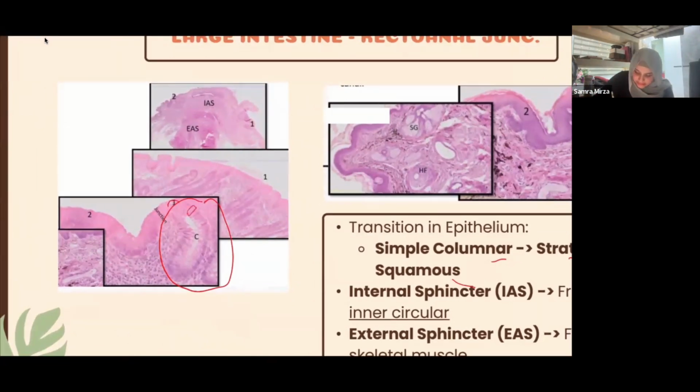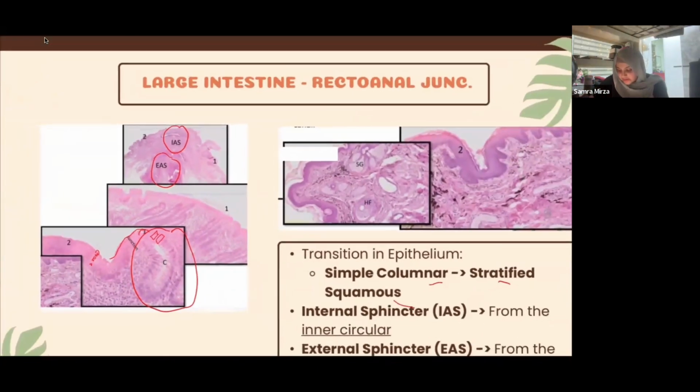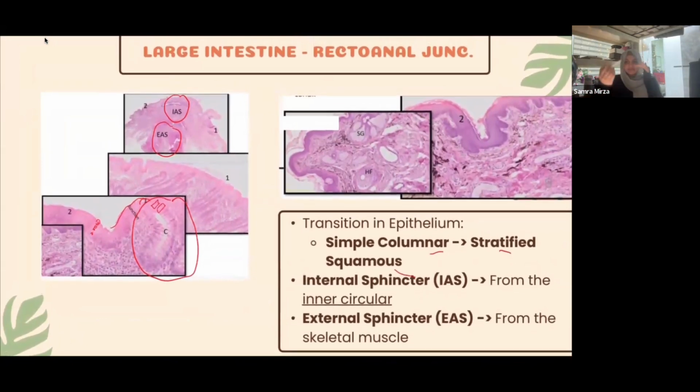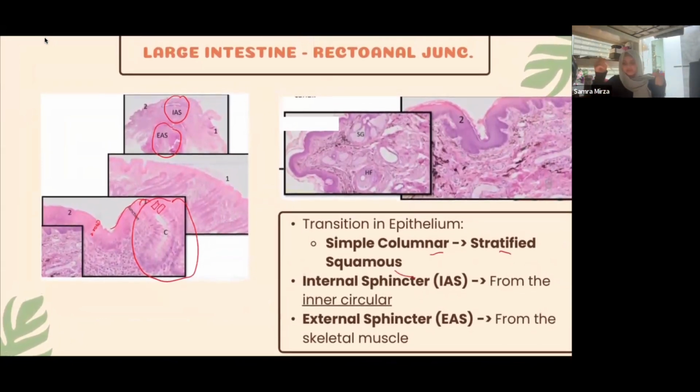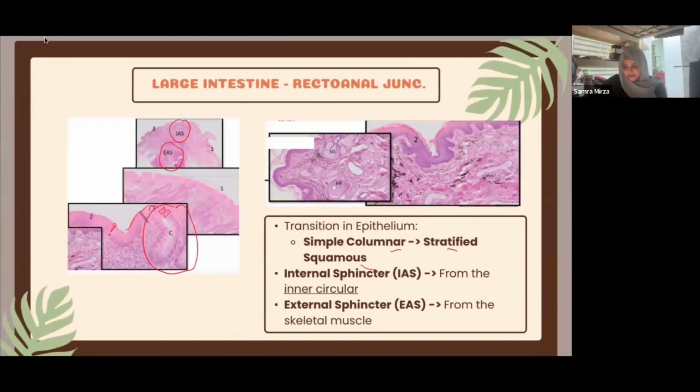Here, the cells are simple columnar, and as you move towards the junction, you'll start noticing that it's becoming stratified squamous instead. And then we have the internal anal sphincter on this side and the external anal sphincter on here. The internal anal sphincter comes from the inner circular layer of the muscularis externa, while the external sphincter layer comes from the skeletal muscle on the outside. And that's pretty much it for the rectoanal junction.